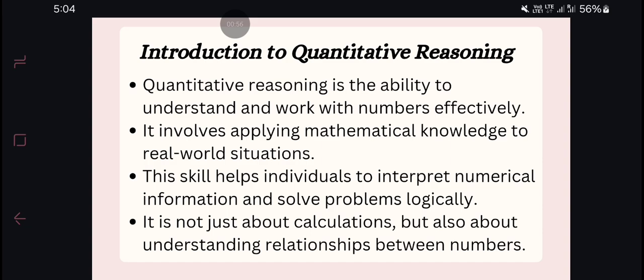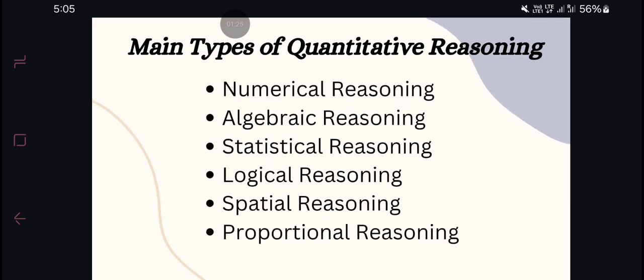We use quantitative reasoning in our daily life without even realizing it, such as when we calculate expenses or manage time. So quantitative reasoning is very important in our daily life because it helps to develop strong problem solving and analytical skills. It also helps us understand graphs, charts and reports, which are commonly used in academic and workplace settings. So now let us look into the main types of quantitative reasoning.